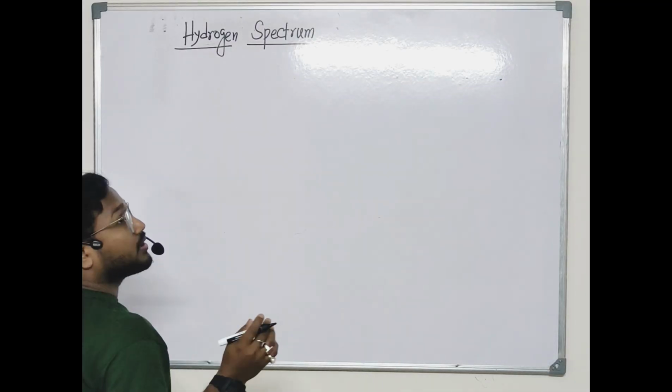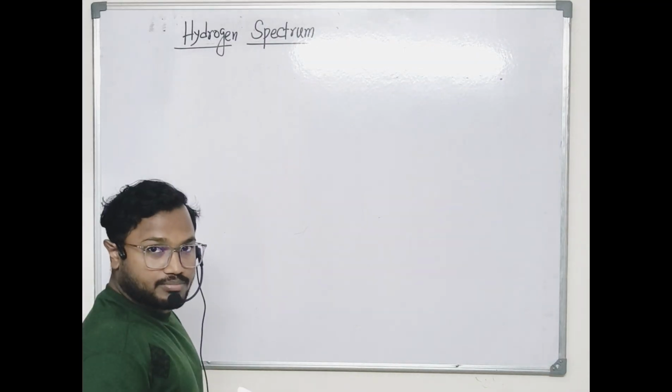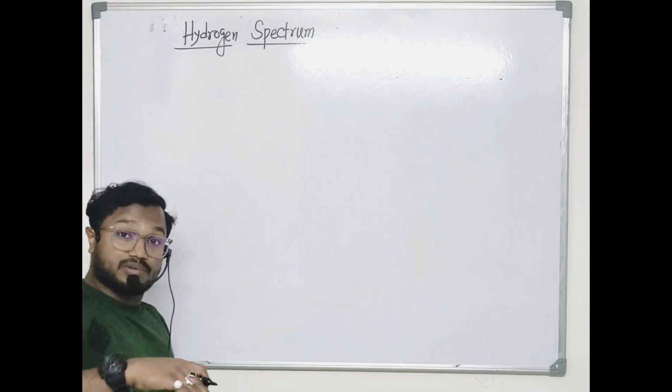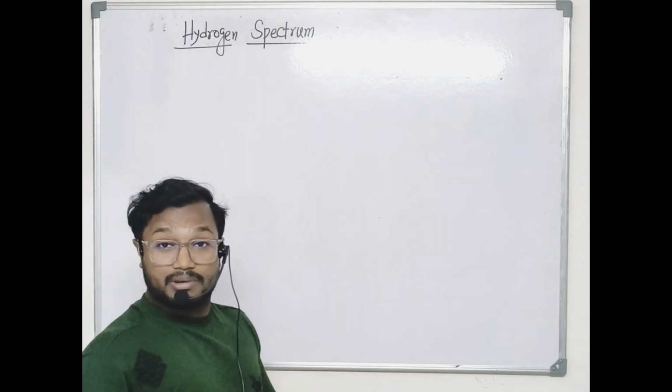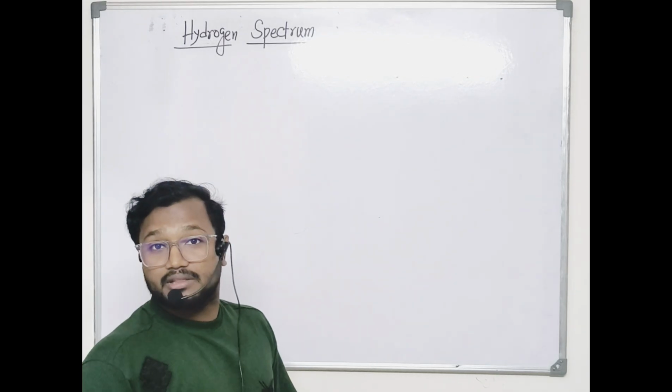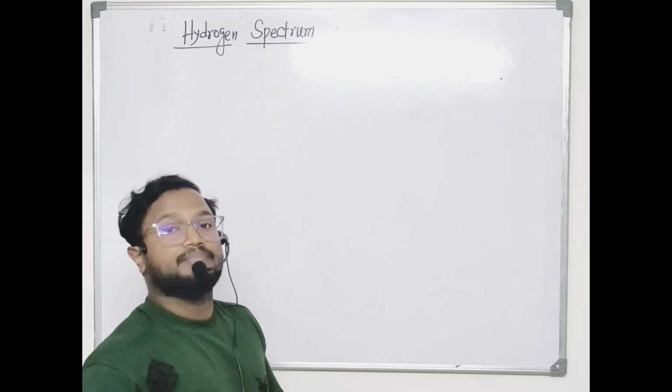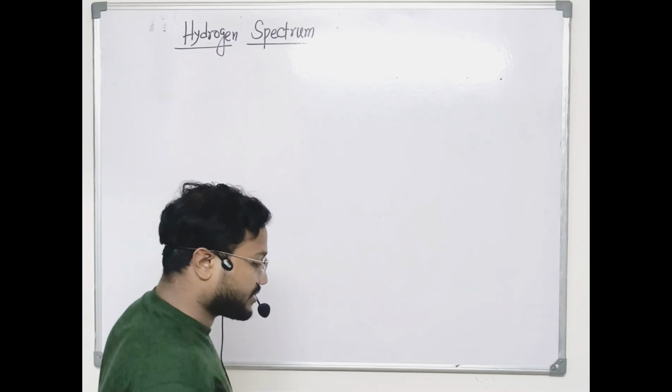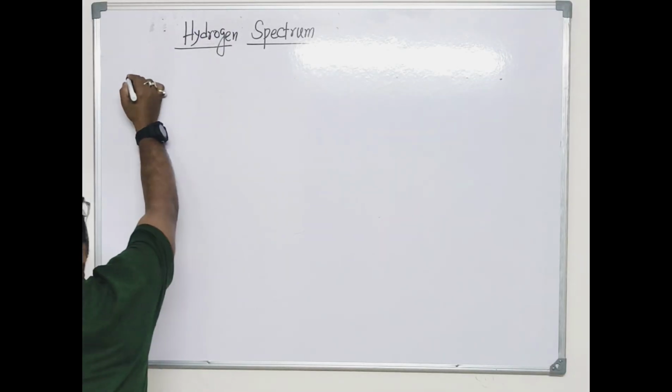First I am taking the lines of the spectrum. What is going to be the highest wavelength? What is going to be the lowest wavelength? Why are we getting the highest wavelength? Why are we getting the lowest wavelength? We are going to discuss this. So first see, different spectral lines.